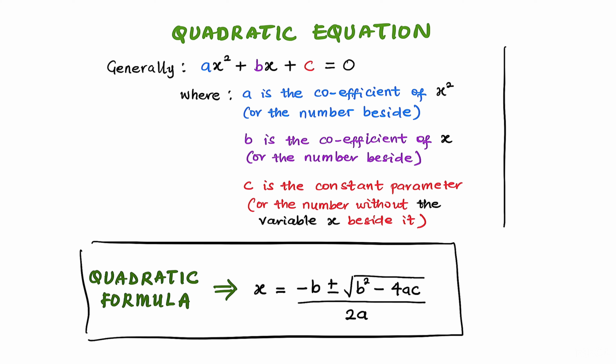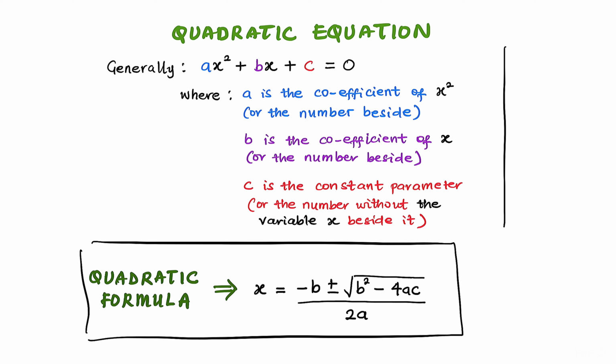Hello, welcome. In this video, we will be discussing the quadratic formula. So the quadratic formula, which is this here, is x equals minus b plus or minus square root of b squared minus 4ac, everything divided by 2a.